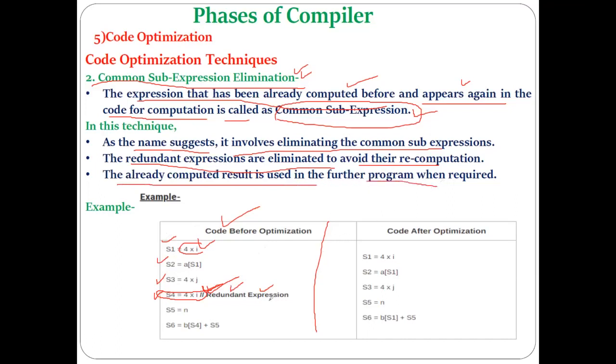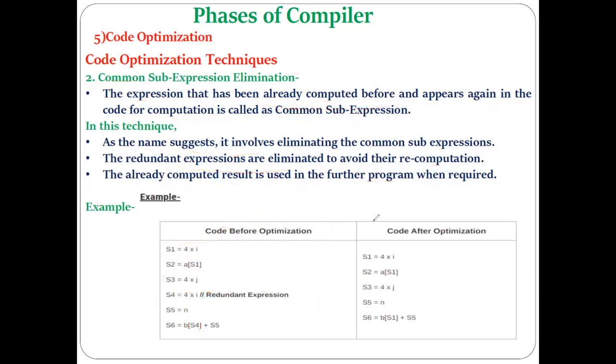Whenever you require these things, here you are requiring s4. Now instead of using s4 here, you can utilize s1, because the results of s4 and s1 are the same. When we make these kinds of changes in the original code, we get the optimized code. So this is your code before the optimization, and this is the code after the optimization. Now what changes have we done?